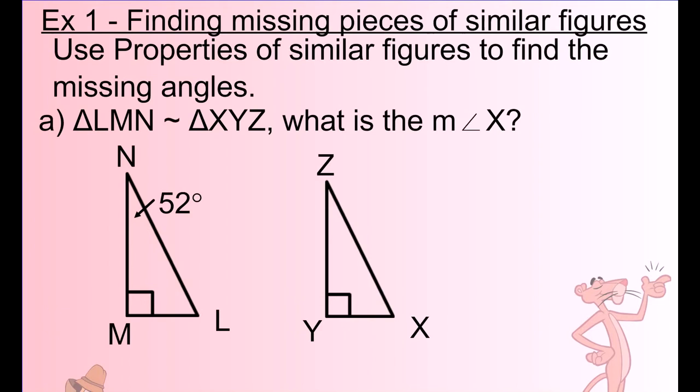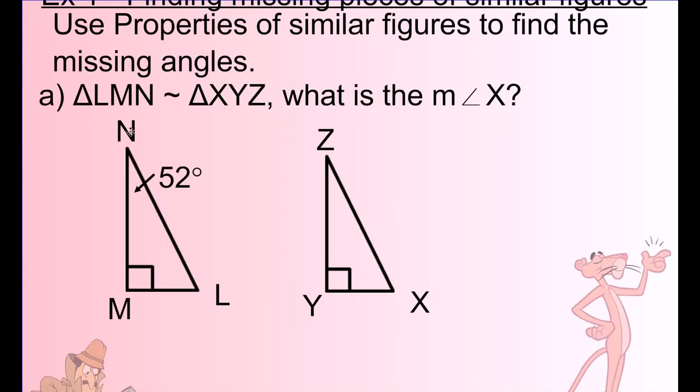So here in example A, it gives us triangle LMN and triangle XYZ are similar. That's what this little symbol here means. This little symbol means similar. So they are similar. What is the measure of angle X? So we're looking for this piece right here. There's our question mark.